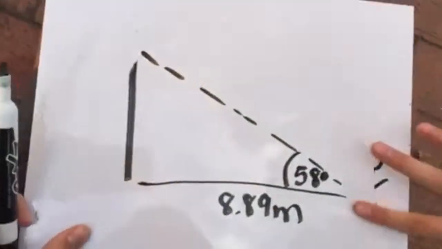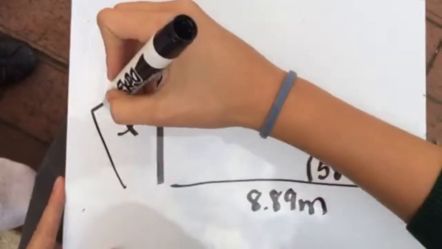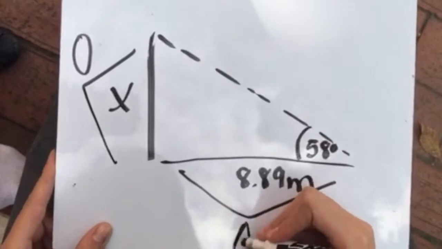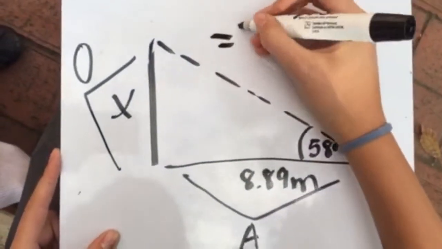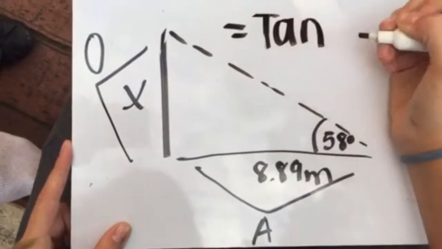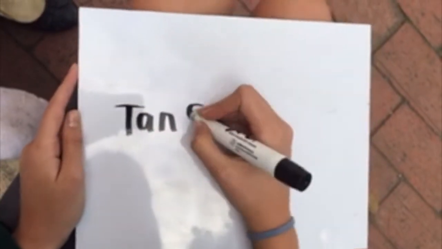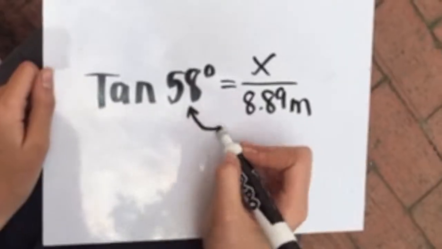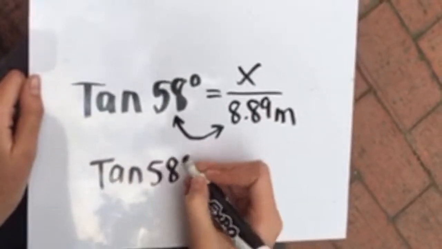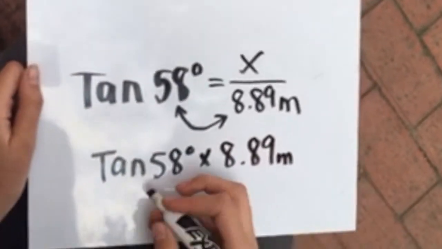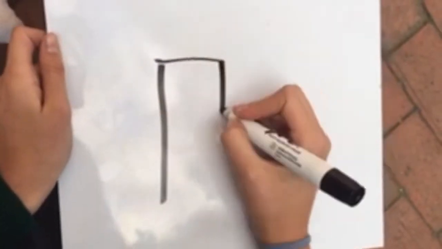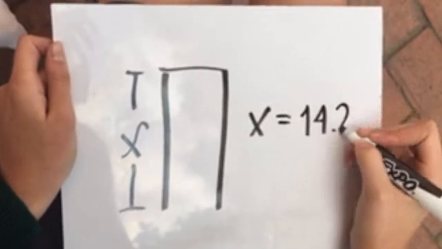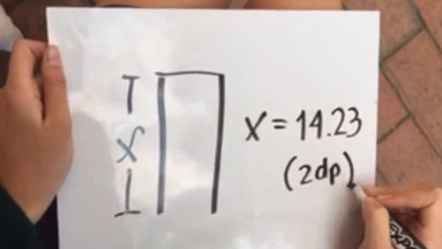So, we want to find the height. The height, or the x, is the opposite side. And the distance from the omega to the place we were standing is the adjacent. Therefore, we will need to use the tangent ratio. Tan 58 will equal to x over 8.89. To get rid of the x, we will do tan 58 times 8.89. After calculating this, we will notice that the height of the omega building is equal to 14.23 meters to 2 decimal places.